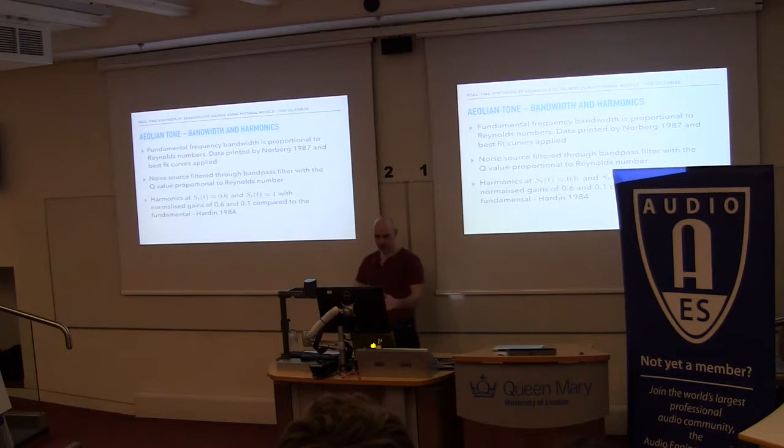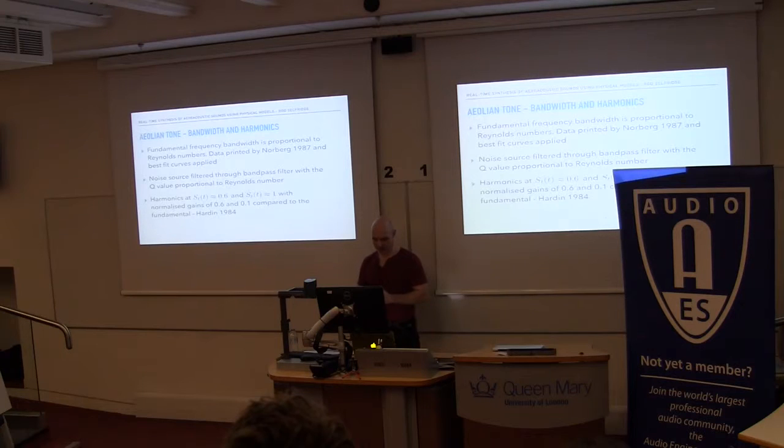So this is basically, if I found the best fit equations, it's a Q value for a bandwidth filter. It's directly proportional. So that's how I generated the sound in pure data. I have the bandwidth filter with the Q value varying with the Reynolds number. The fundamental frequency would be the center frequency number. And hey presto, I've got the fundamental tone sound.